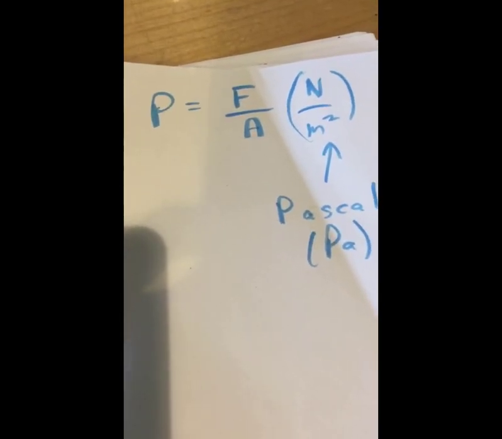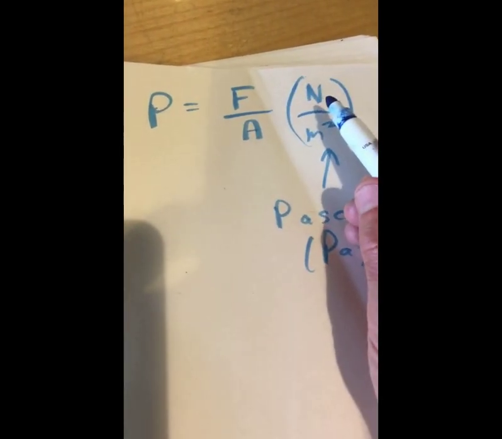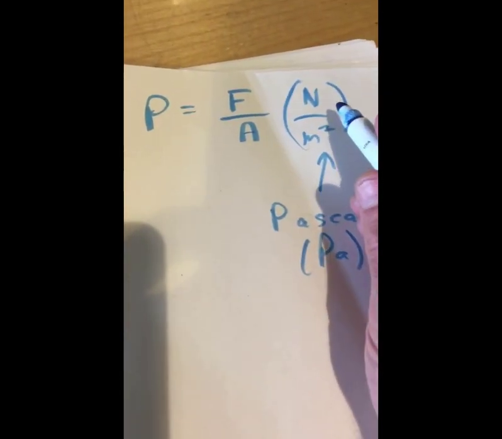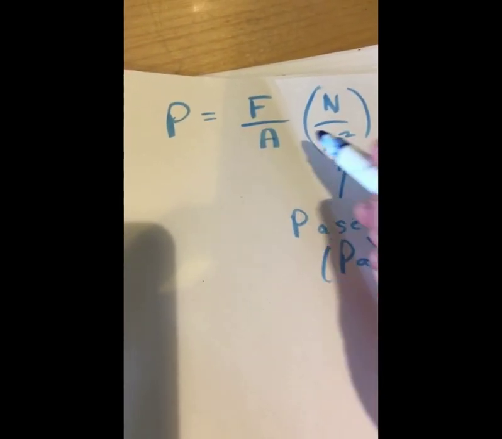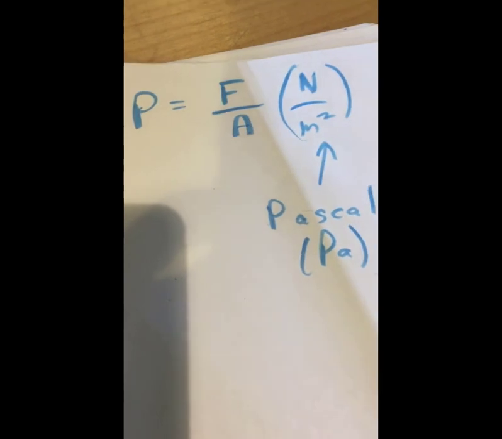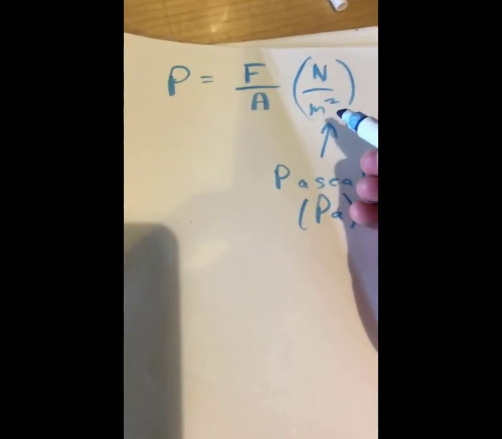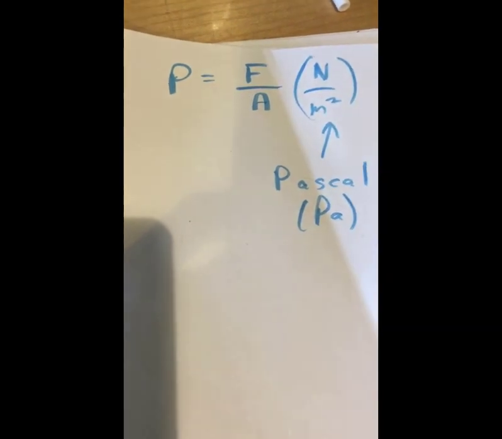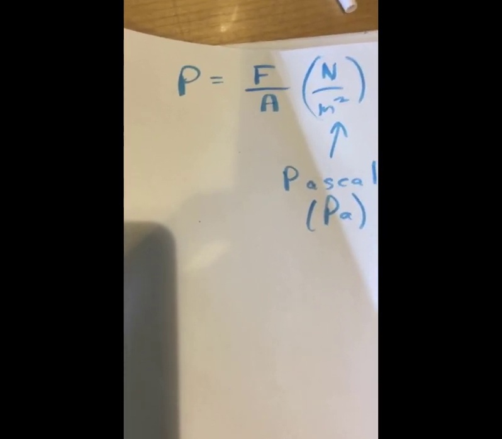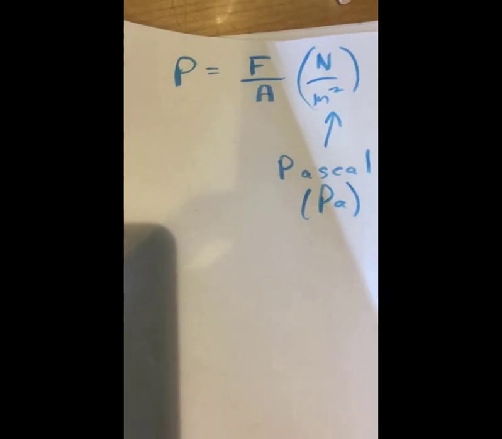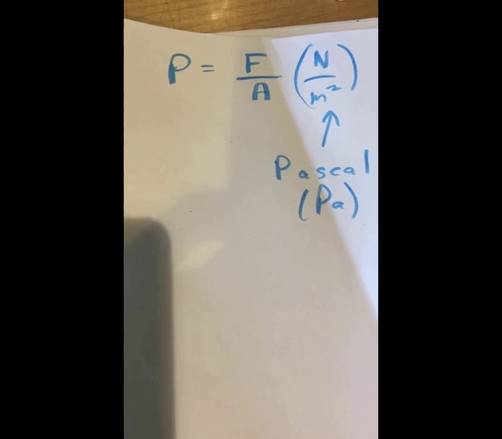Now, a Pascal is not a lot of pressure. When you think about it, a Newton is not a lot of force, and a square meter is a pretty big area. So this amount of pressure is not really that much. Compared to the pressure of the atmosphere over our heads, 1 Newton per square meter, 1 Pascal, is a tiny amount of pressure. We'll talk about that. The atmosphere is actually about 100,000 pascals. It's about the sea level pressure that we're experiencing right now.